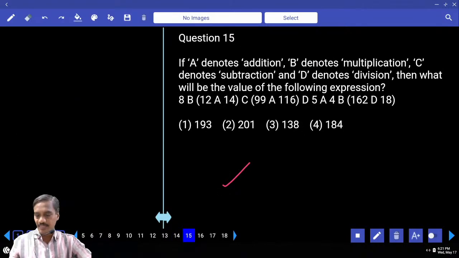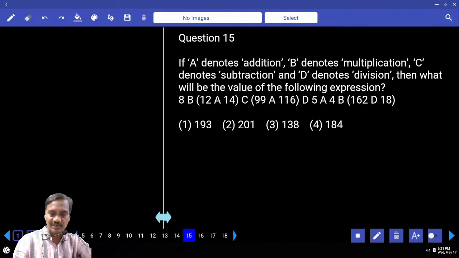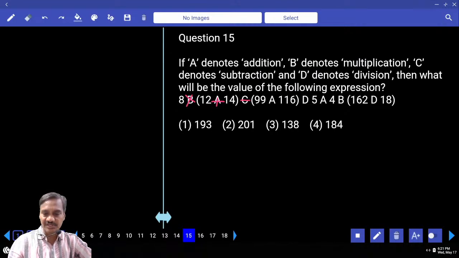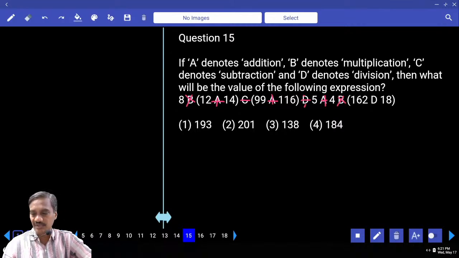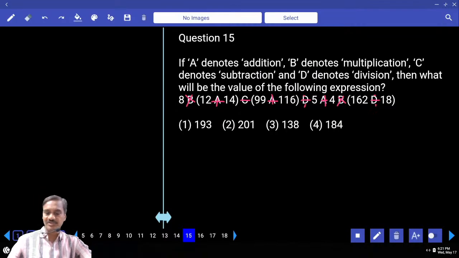Then the 15th one. B stands for multiplication, and A stands for addition. C stands for subtraction, and D stands for division. Similarly, A stands for addition, B is for multiplication, and D is for division. Now tell me what your answer is in this case.